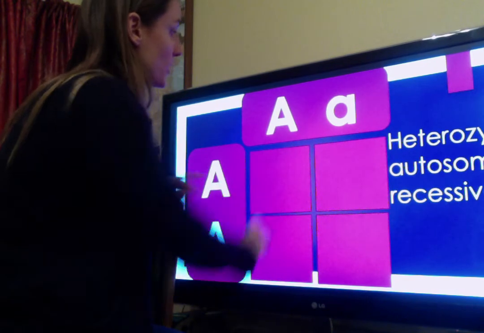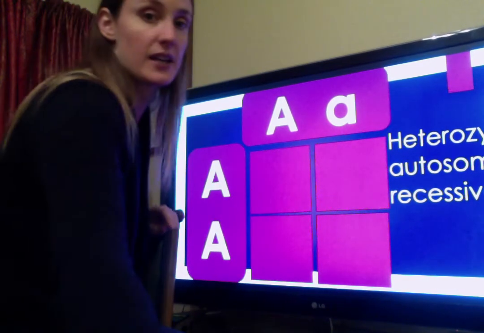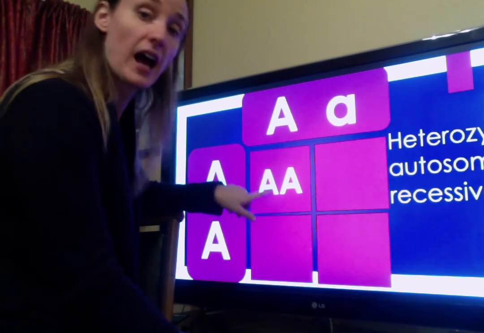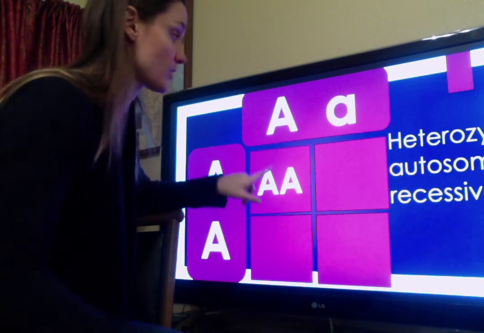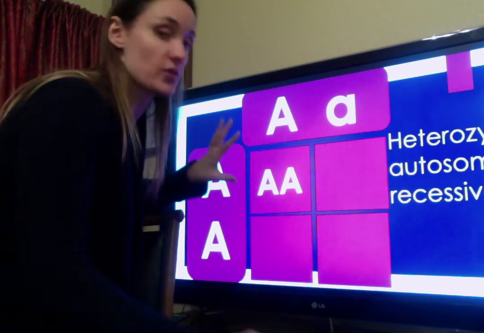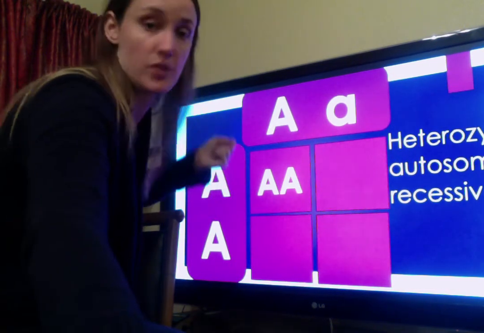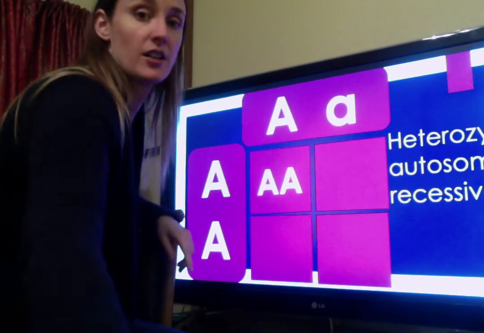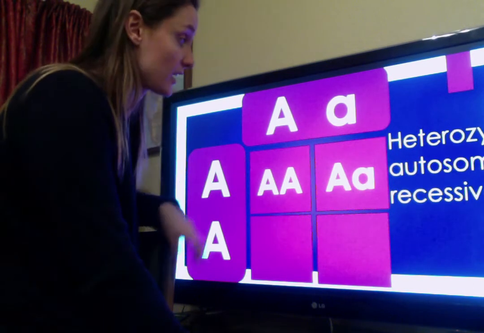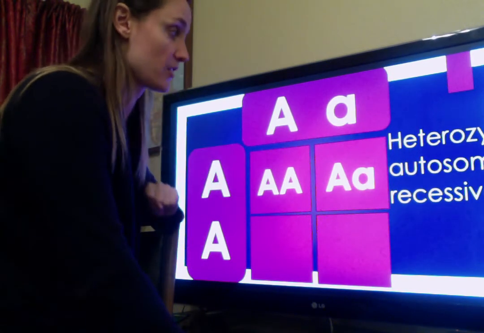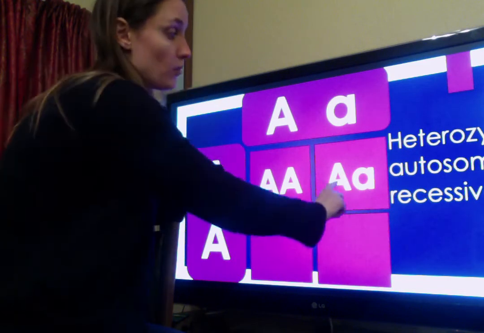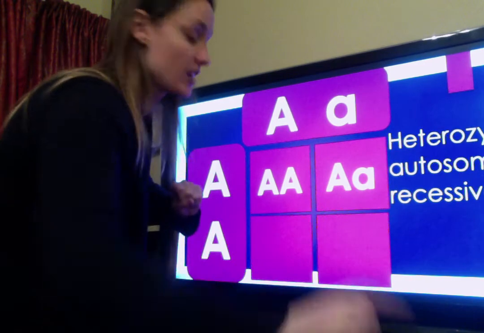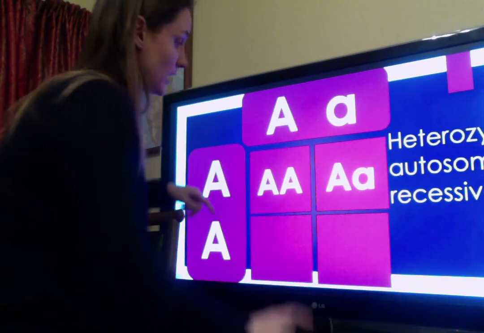So this first square, we would have two big A's. So they are homozygous and they do not have any recessive trait. So this is only dominant. So they would not express whatever trait it was, whether it be blue eyes or some kind of disease. Now the next square, we're going to get an A from here and an a from here. So they're going to be heterozygous as well, just like this parent right here. Now this one is still dominant, so it's not expressing the trait. They become carriers.